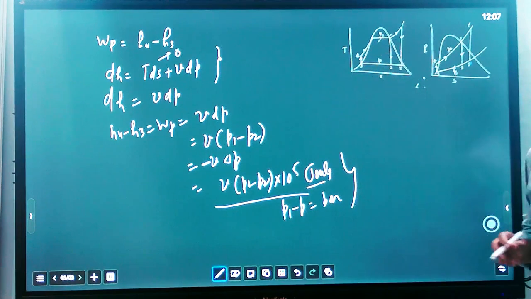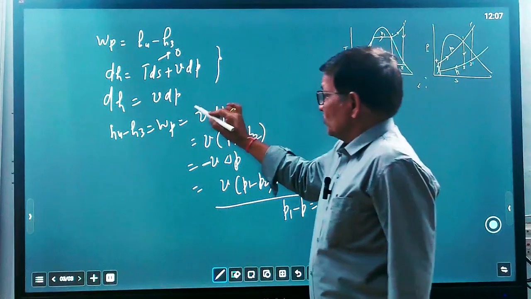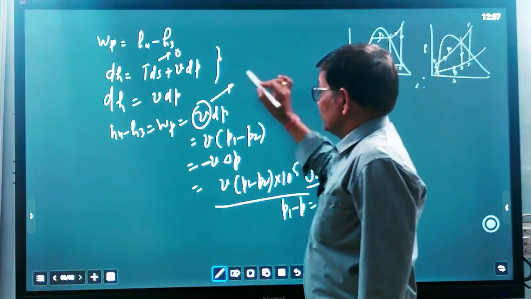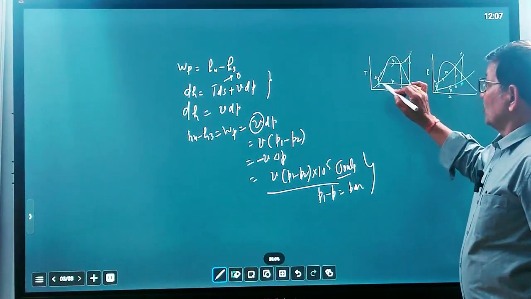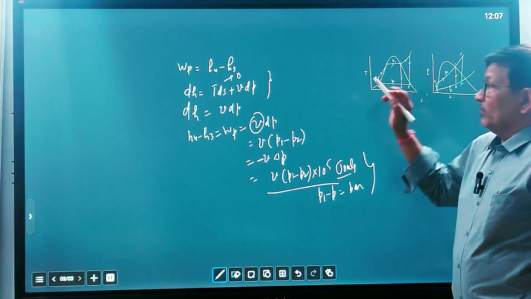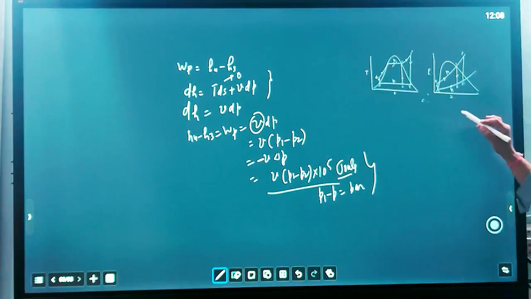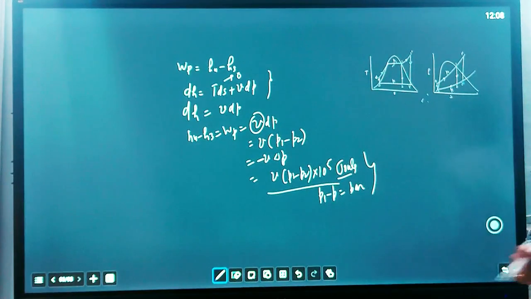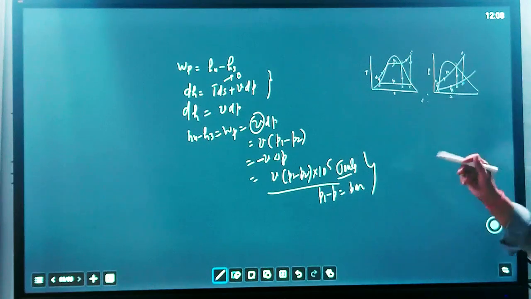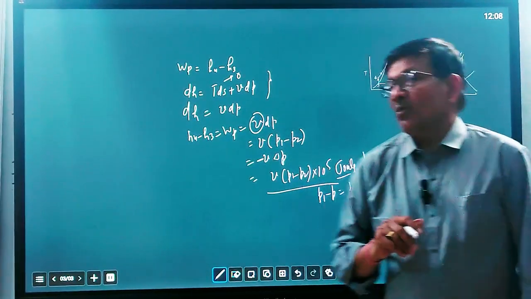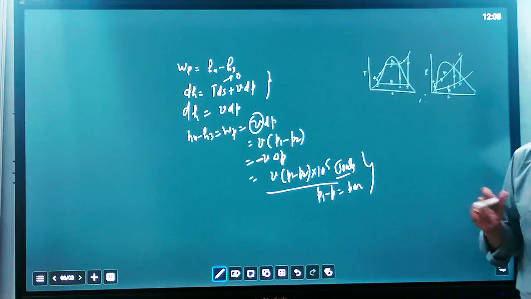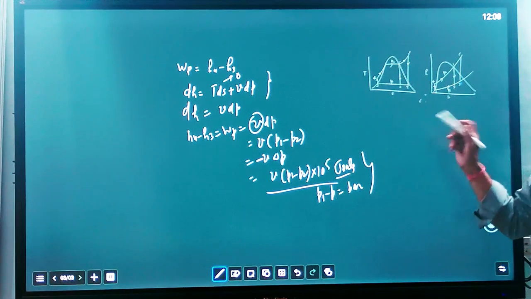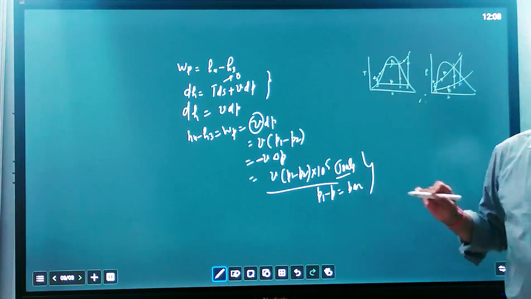This work is very small compared to the turbine work, because here the specific volume at the liquid state is very small, because it is highly compressed. The liquid state specific volume of water is very small compared to the gaseous state. That is the beauty of the vapor power based thermal power plant, because it is a Rankine cycle. That is the beauty of the Rankine cycle, because here the pump work is very small.